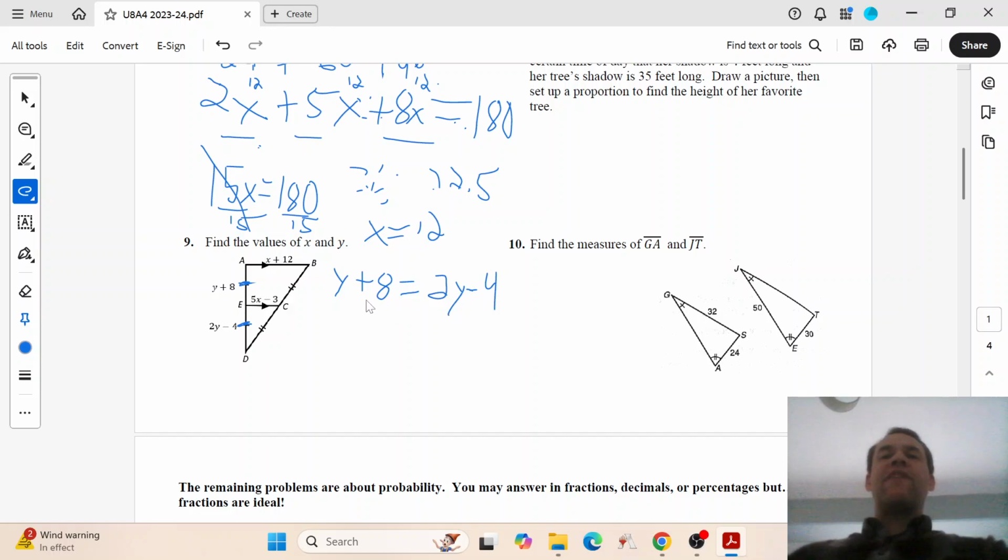So we've got to solve for y. If we minus y over to this side, 2y minus y is just 1y. Cool. And then if we add 4 to this side, we get 8 plus 4. And 8 plus 4 is 12. So y equals 12. So now if we plug it back into each of these equations, we actually can get these distances, which will help us with x. So y plus 8 becomes 12 plus 8, which is 20. So this whole distance now is 20.